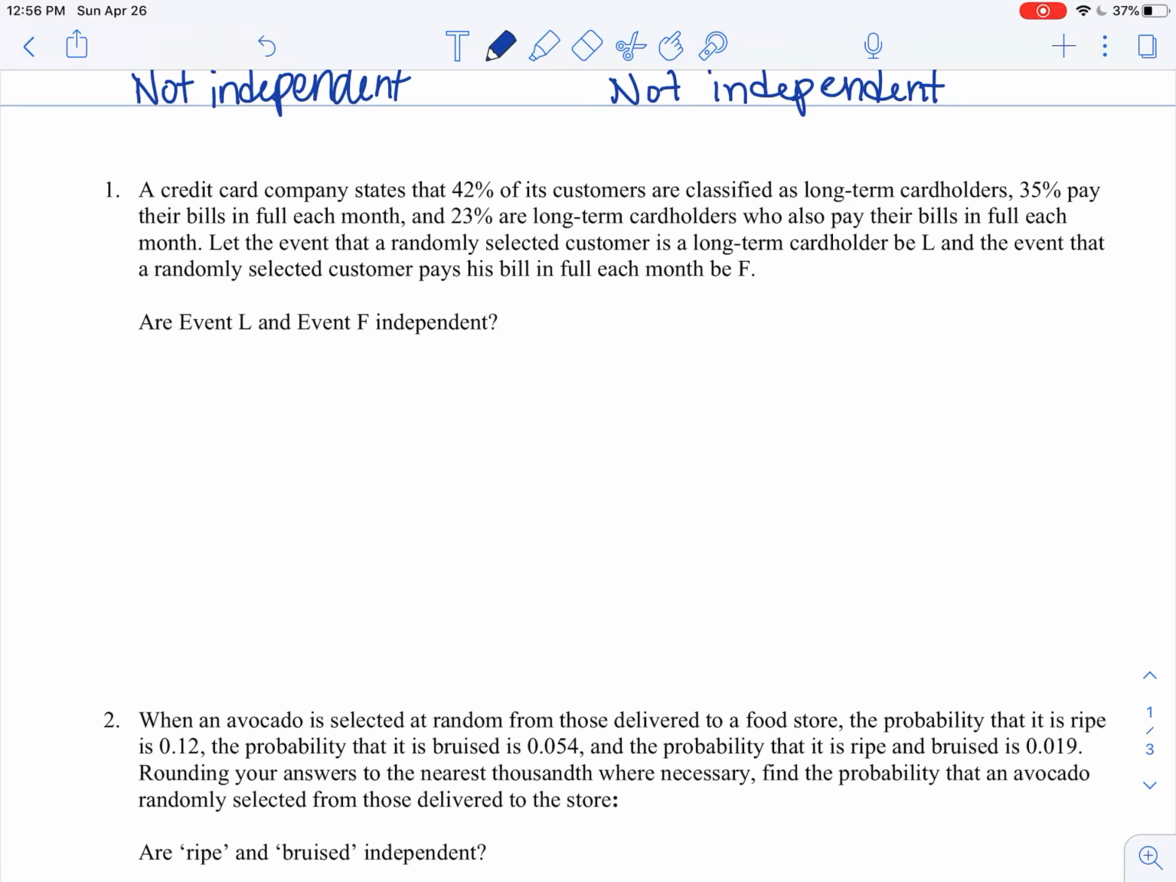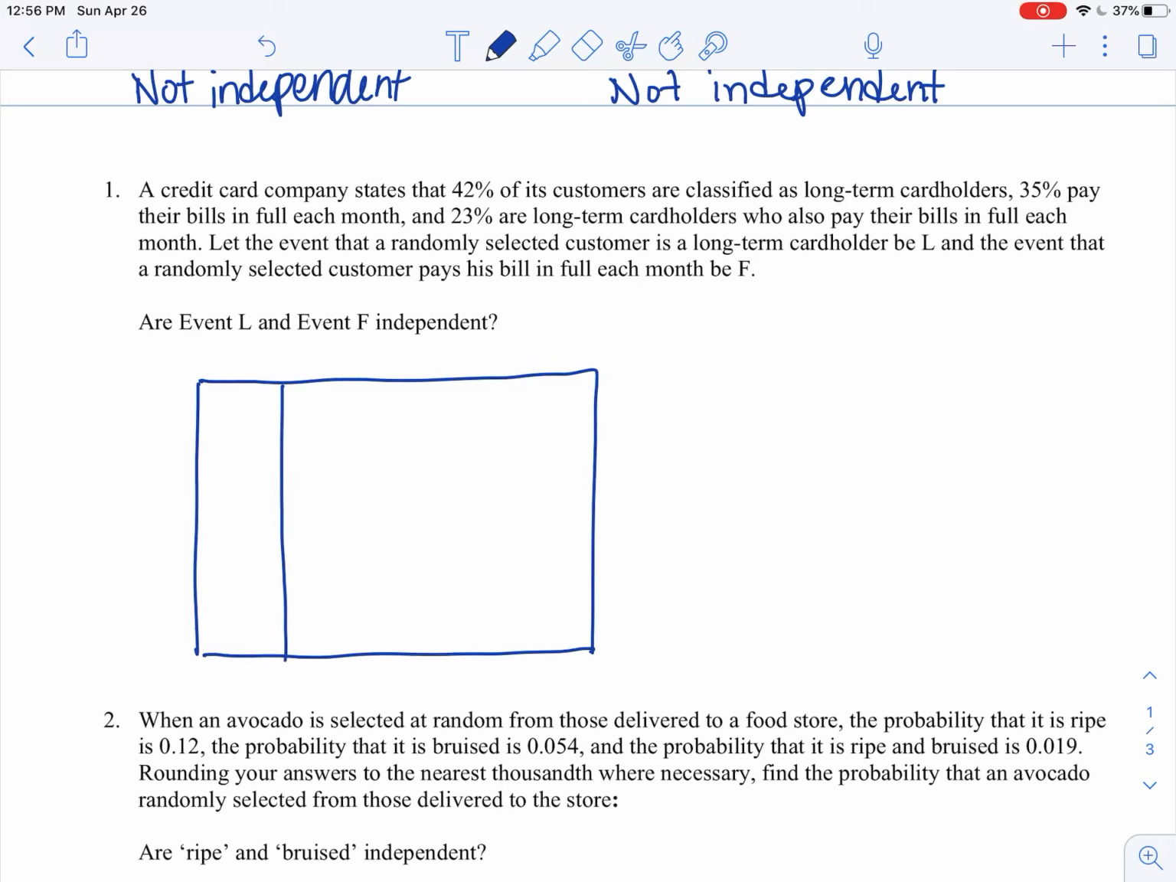So it says a credit card company, and this should be familiar to you because we used this one the other day, says that 42% of its customers are classified as long-term, 35% pay their bills in full every month, 23% are long-term cardholders who also pay their bills in full every month. Find out if these events are independent of each other. Okay, so I'm going to make a full two-way table just to recap it, although I don't necessarily need the full two-way table. I really just need the end probability and the totals for each individual event.